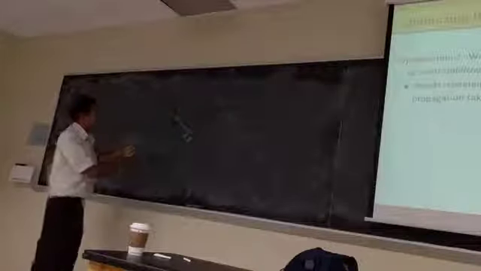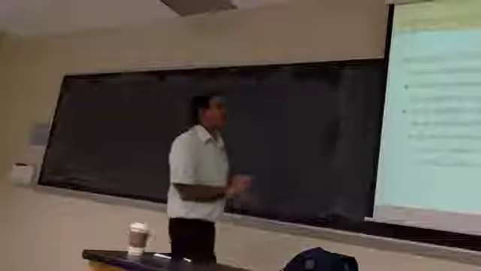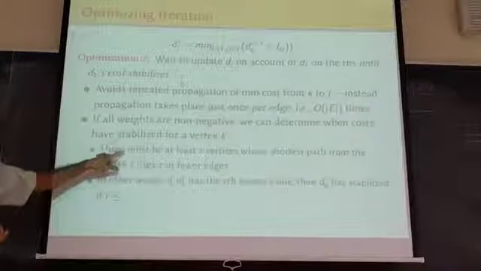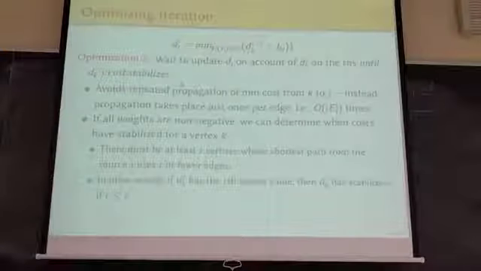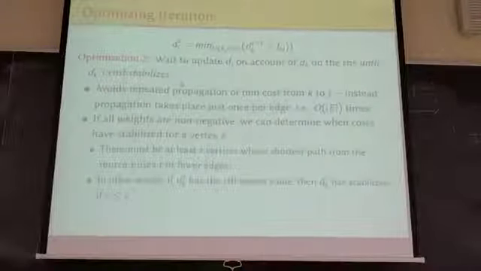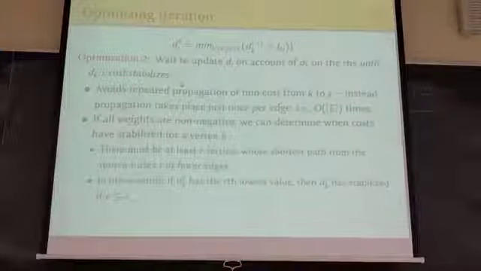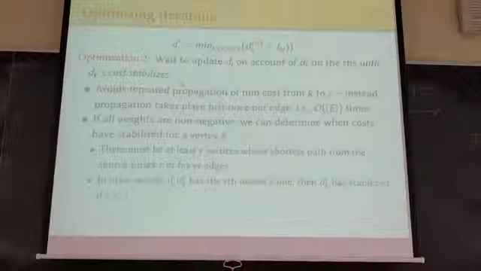So now let's come to the second part, which is how do we know when this cost has stabilized? Okay? So now, if all the weights are non-negative, we can in fact determine when the costs have stabilized. Okay? So let's make an observation. If the edge weights are all non-negative, then there must be at least R vertices whose shortest path from the source S uses R or fewer edges.